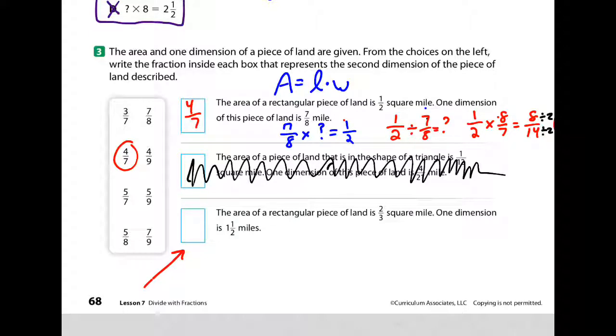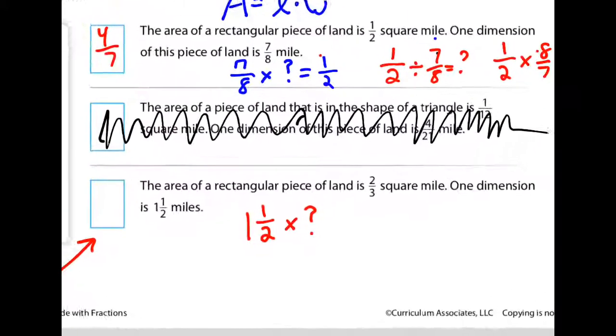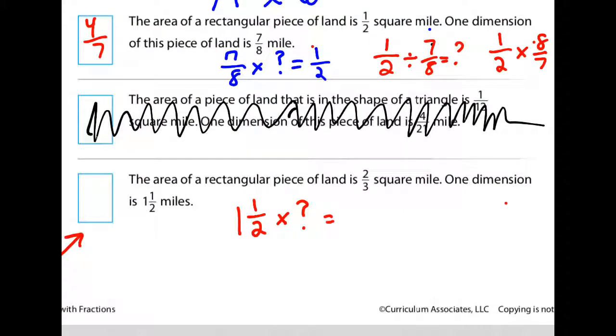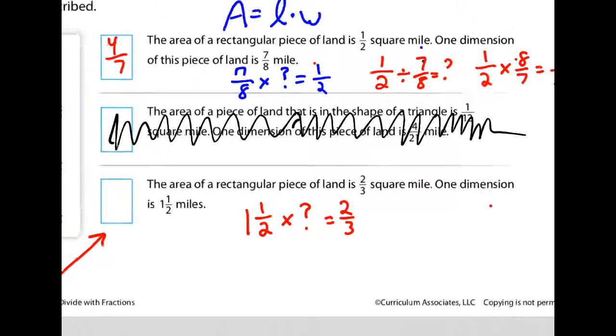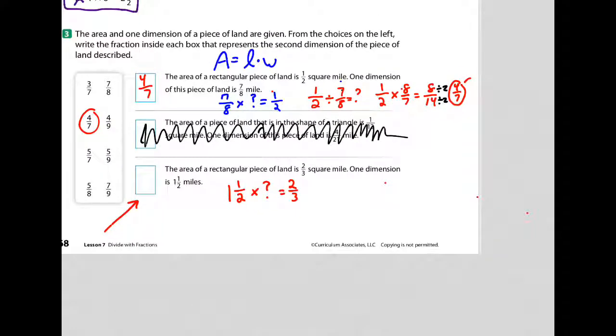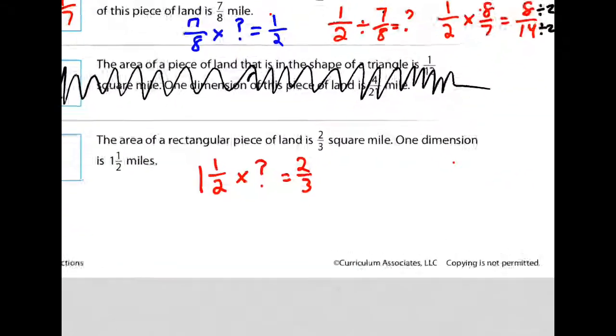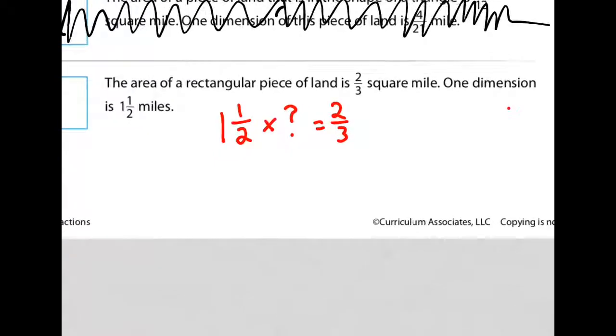So the bottom one says the area of a rectangular piece of land is 2/3. One dimension is 1.5 miles. So that means 1.5 times the other dimension in that box has to equal 2/3. Now, I don't want to start multiplying around until I get it. So what I'm going to do is change it to a division problem.